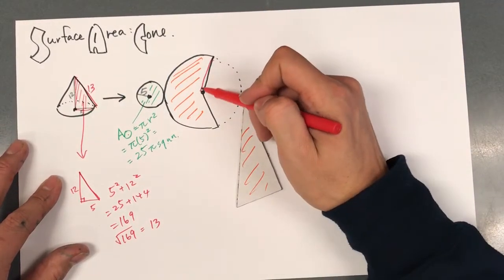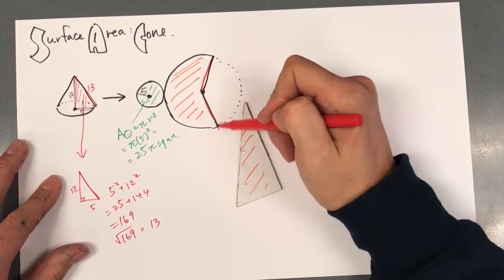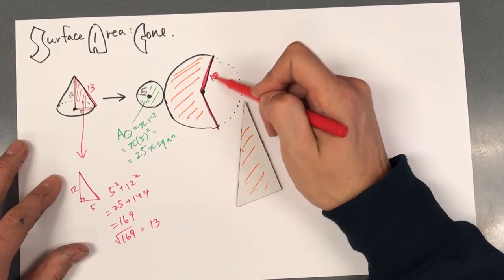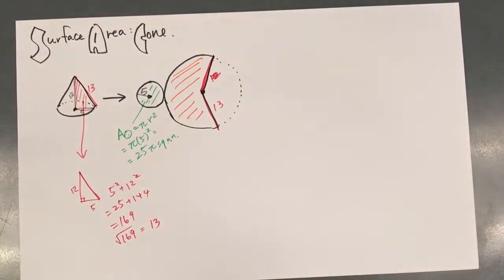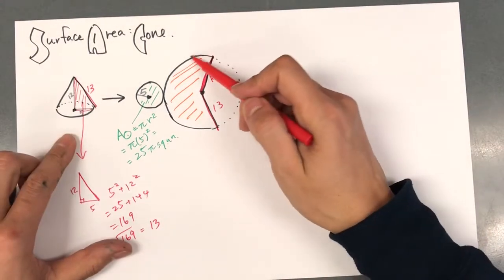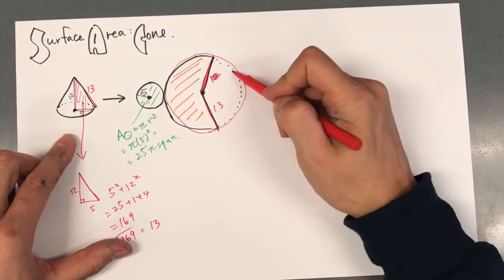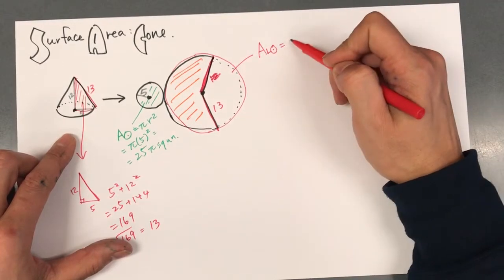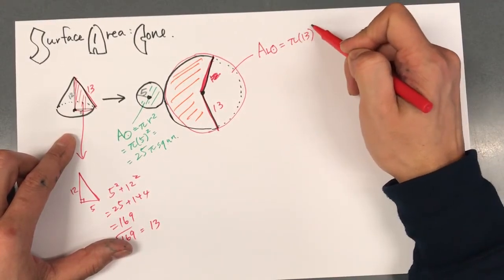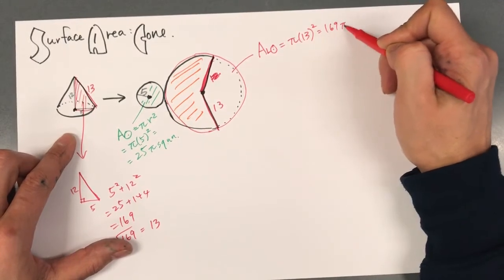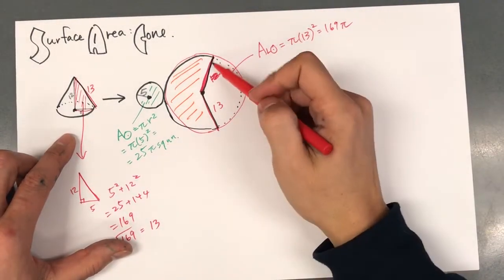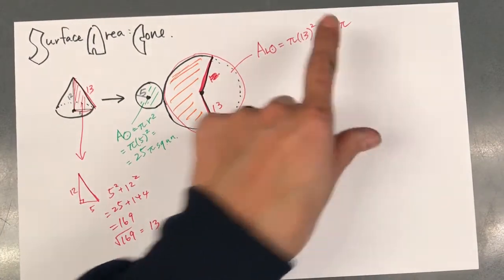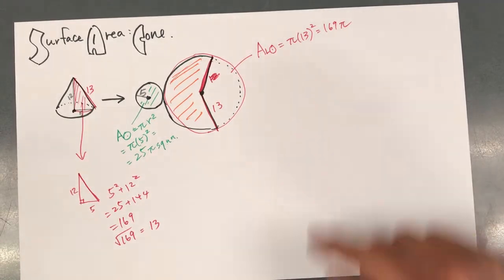Since that is the same as the radius of the big circle, the radius of this big circle will be, no, not 12, 13. So now, the area of this large circle is going to be pi times 13 times 13, so it's 169 pi. Now, we know that the lateral surface area is not 169 pi. It's a portion of 169 pi.